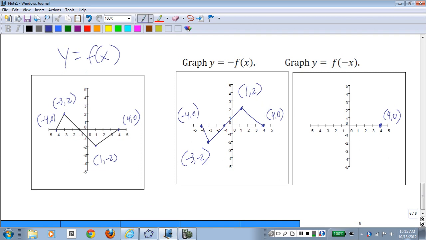How about the point that starts at 4, 0? And we move that to the other side of the y-axis. Where's that going to go? Negative 4, 0. So here's what saddens me about my example that I have created.